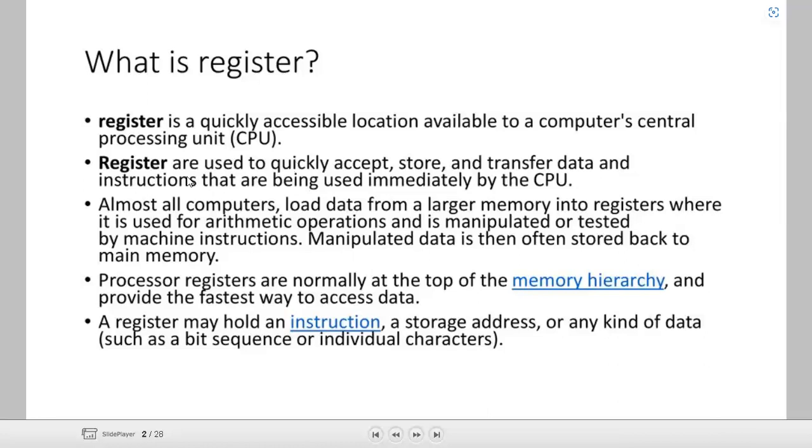All right. So registers are used to quickly store and transfer data and instructions that are being used immediately by the CPU. Almost all computers load data from a larger memory into registers, where it is used for arithmetic operations and is manipulated or tested by machine instructions. And the machine instructions are the ones and zeros.